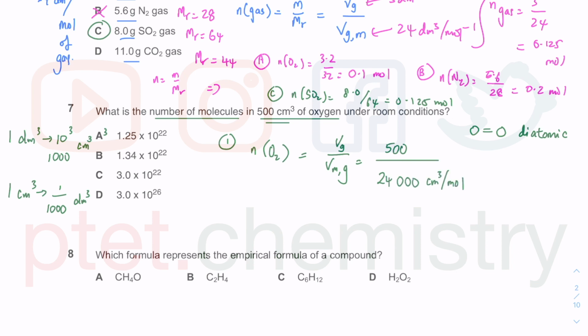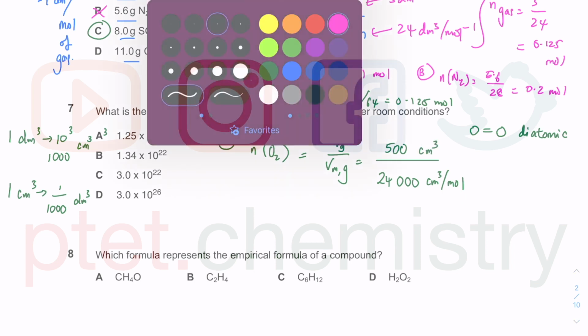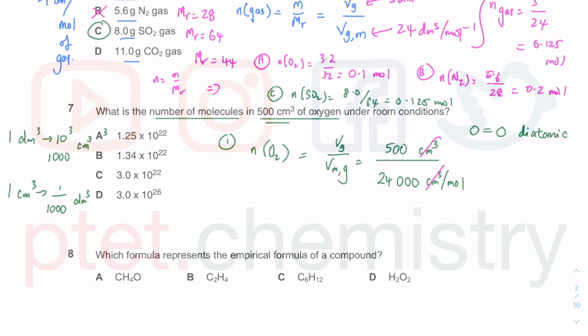So 1 mole of any gas occupying 24 dm³ per mole is the same as occupying 24,000 cm³ per mole at room temperature and pressure, which means the unit on top there must be cm³, because you can do math, you can do physics. That means you should have no problem understanding this particular calculation. So there's the moles of O2 molecules.